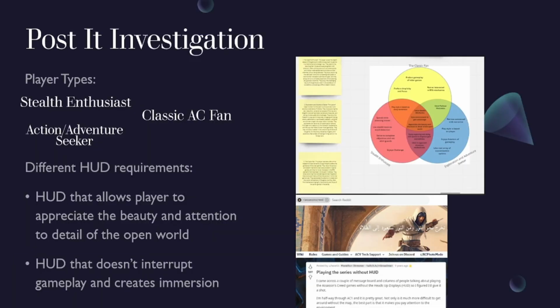From a post investigation, I created three different player personas that would actually play Assassin's Creed Valhalla, including the stealth enthusiast, the action adventure seeker, and the classic AC fan, with each player having their own ways of playing and experiencing the game, which is why I created this diagram on the right side, which helped me see where their interests overlapped, and helped me better prioritize the different features that would need to go into the redesign of the UI.